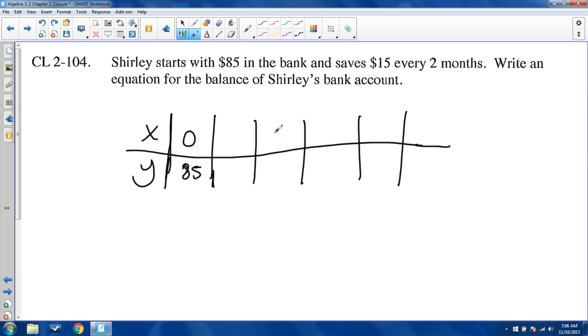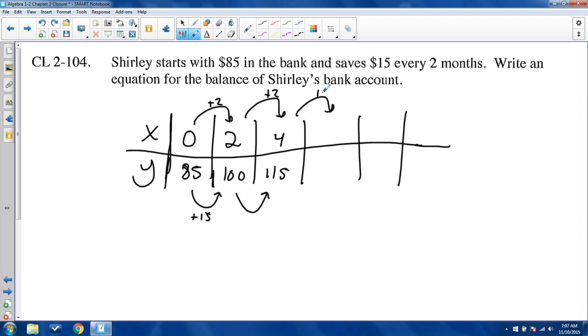Okay. 2 months later, she saved another $15 more. So when you add 15, 2 months later, you'll see that Shirley now has $100 in there. Another 2 months later, in month number 4, she saves another $15. So she has $115, etc. So I want you to get very familiar with how lines work. There's a constant rate that's being applied. And in her case, every 2 months, she adds another $15. So this could keep going.